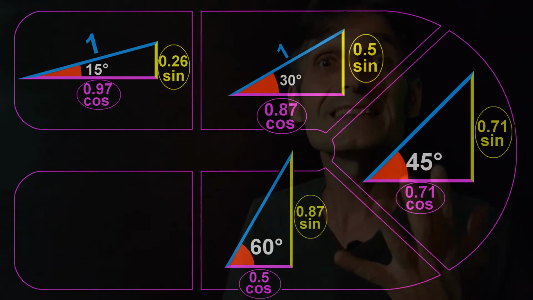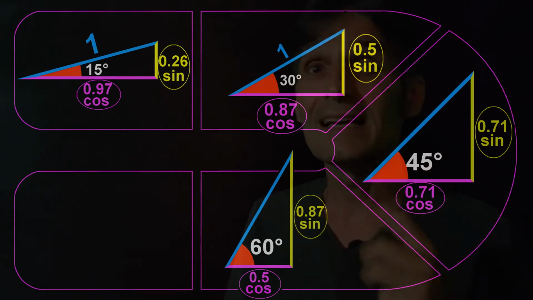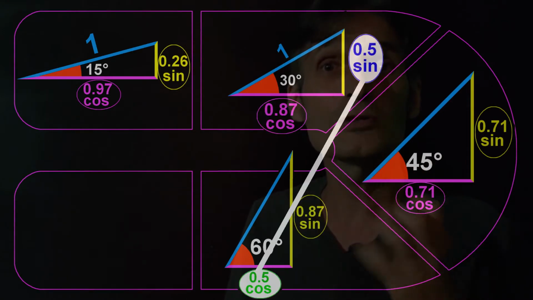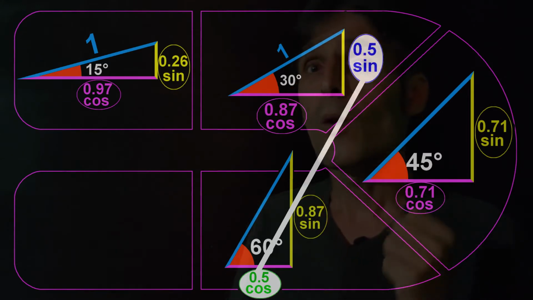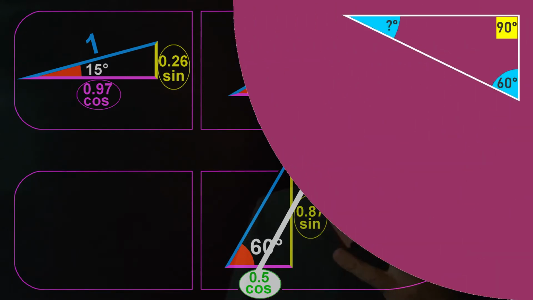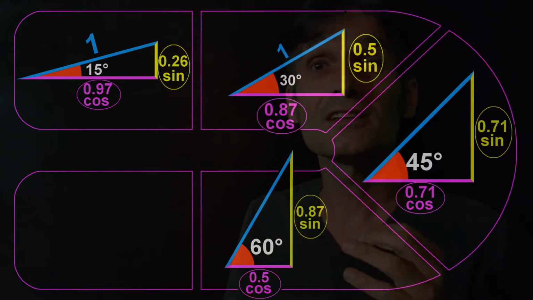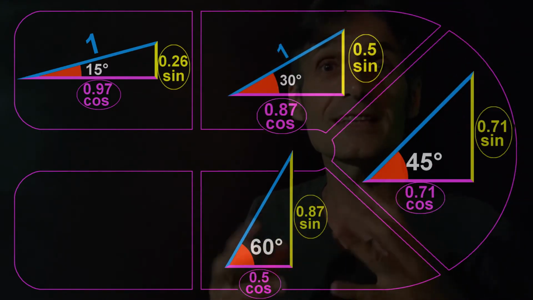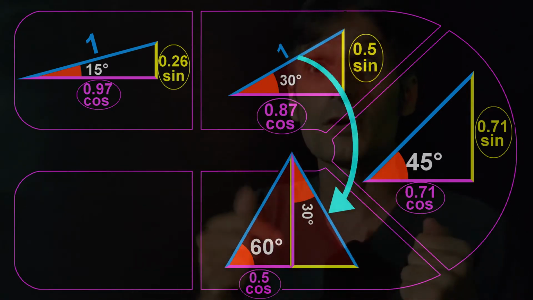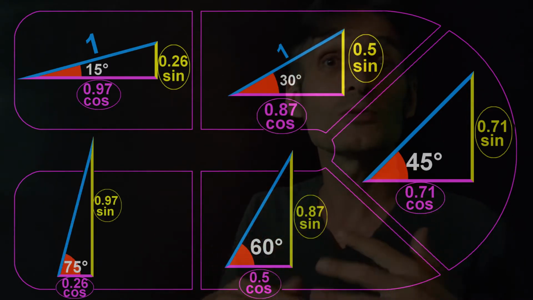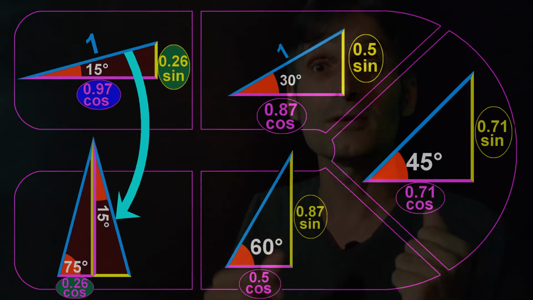60 degrees, well, it's the inverse of the 30 degrees one. Sine is 0.87 and cosine is 0.5. Why? Because in a triangle, the sum of the angles is always 180 degrees. So if one angle in a right angle triangle is 60 degrees, then the other one is necessarily 30 degrees. So the situation in 30 degrees and 60 degrees cases is actually the same, but flipped over. Same thing for 75 degrees, which is a mirror reflection of the 15 degrees.